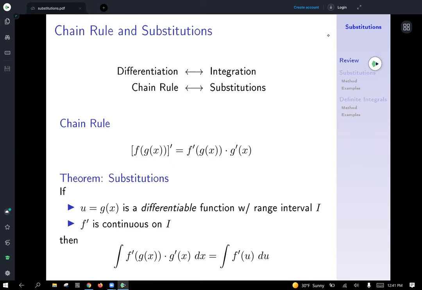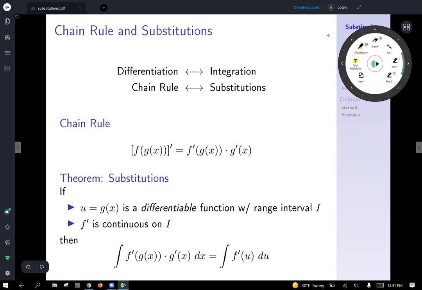You have to have some criteria. You say, okay, you let u represent g of x, the function on the inside. That's a differentiable function with range over interval I. You have to decree that the derivative of f is continuous on I. And that's because you're going to plug some stuff into each other. And if it's not continuous, well, we're getting into that.